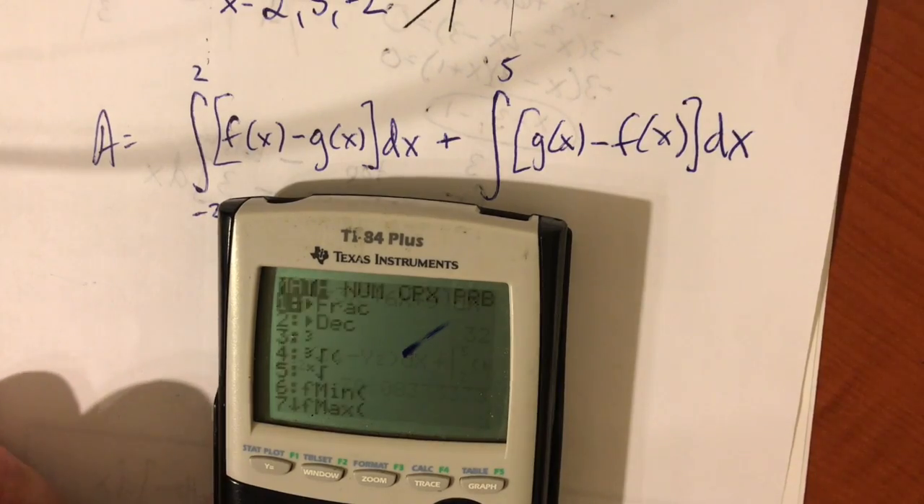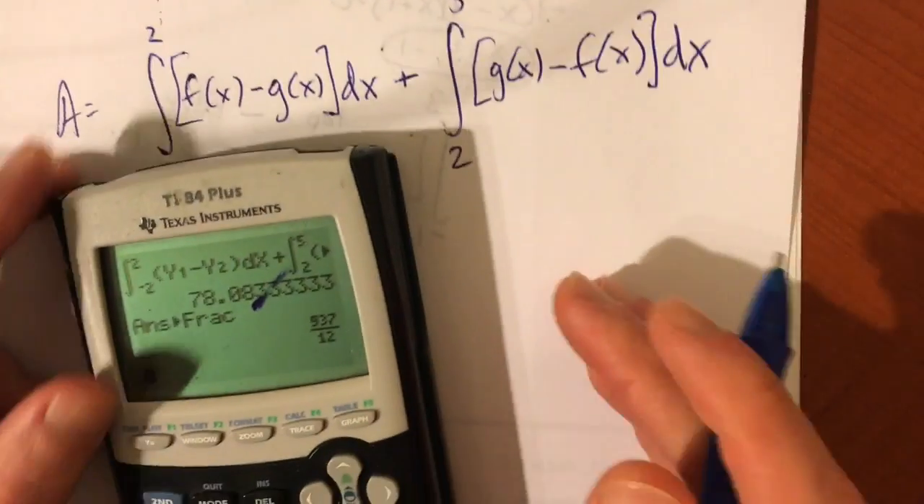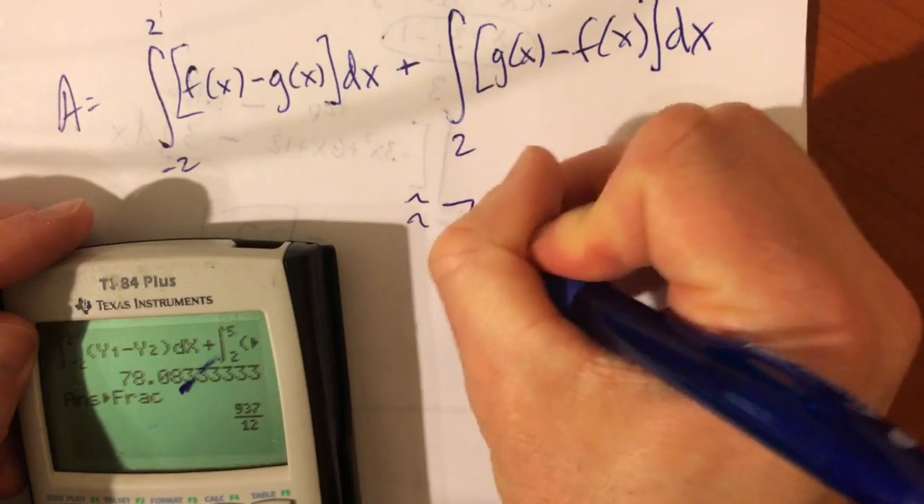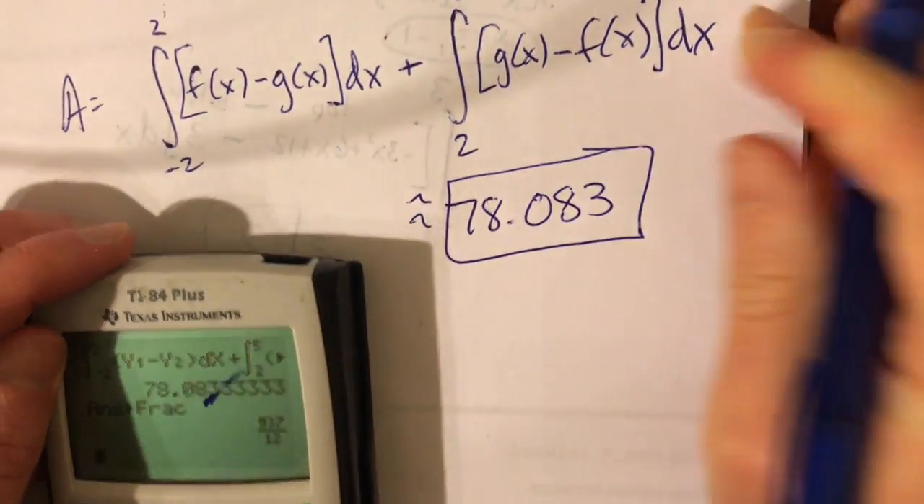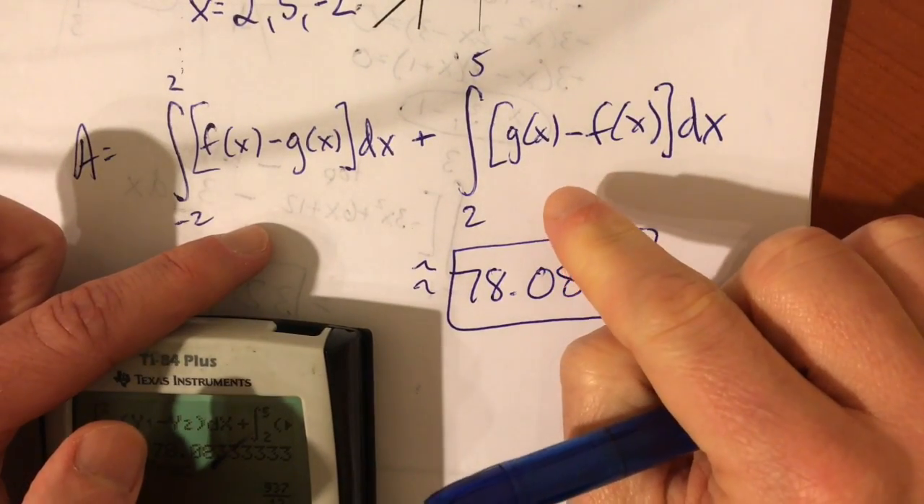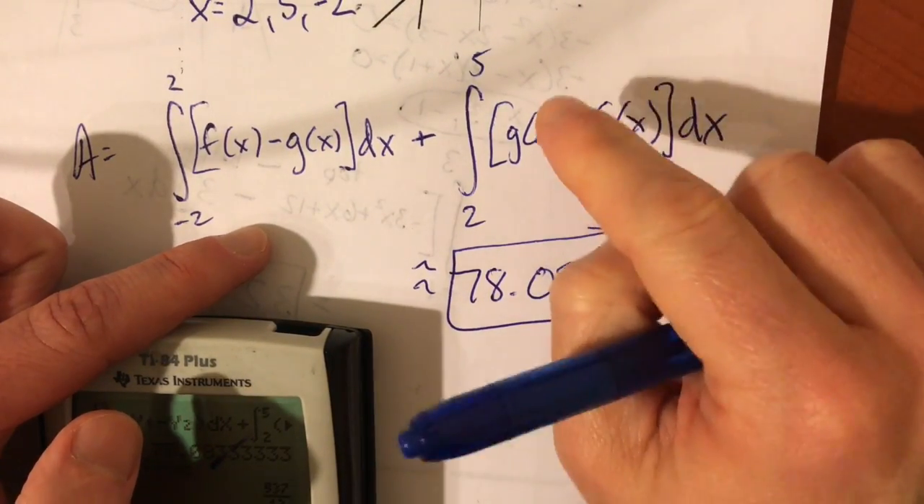If you want to try to answer with a fraction, that's up to you. We'll go with a decimal though. 78.083. That's really the appropriate way there, to make two separate integrals when they reverse positions.